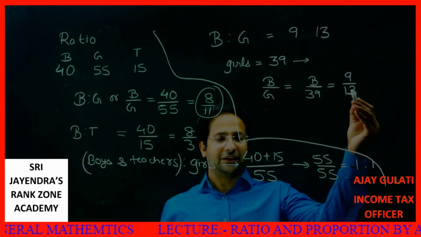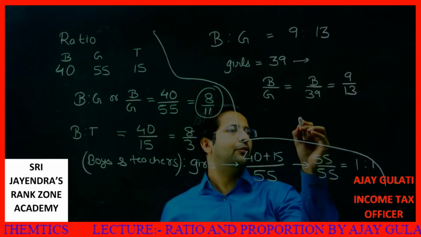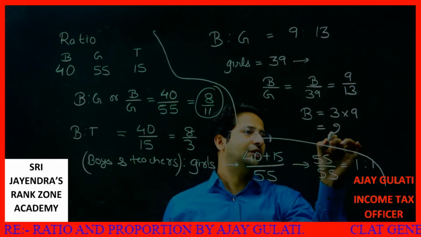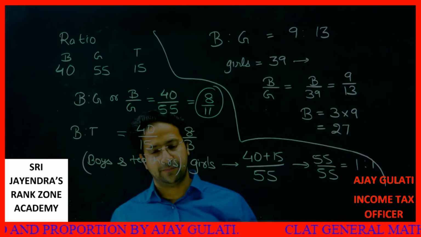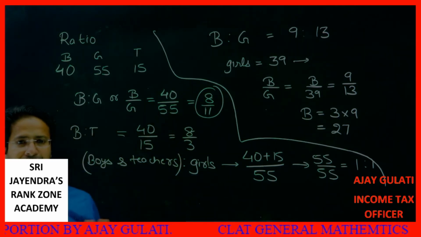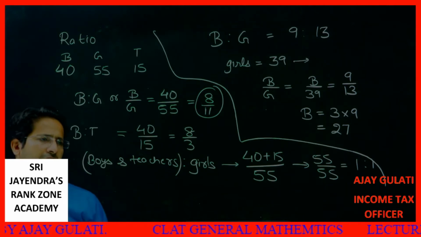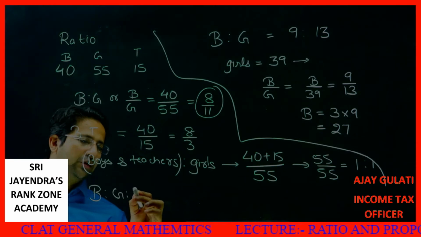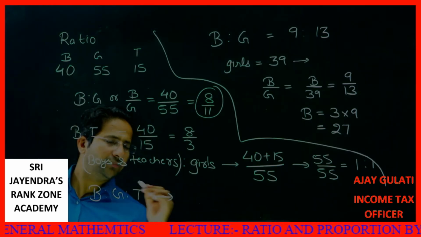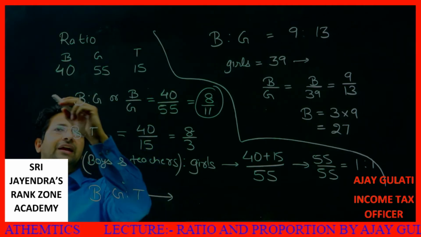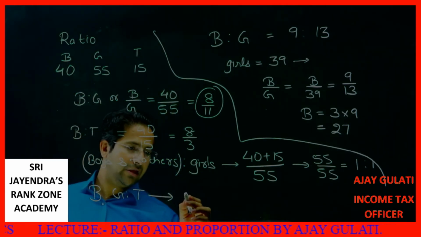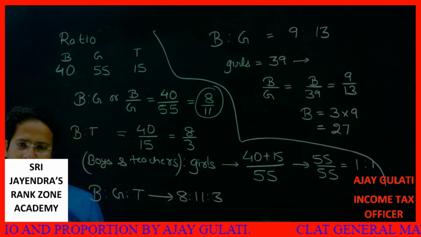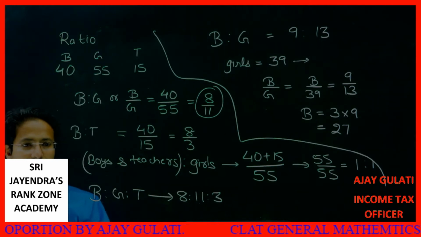So 39 and 13 cancel will give me 3. This 3 will come over here. So number of boys is equal to 3 into 9. Very easily you can say 27. I hope it makes sense to all of you. This is the basic concept. In this particular question, one last thing. Finally, what is the ratio of boys is to girls is to teachers? 40, 55, 15. If I cancel them by 5, what will I get? 8 is to 11 is to 3. So far everything is clear. I'm rubbing this off, then I'll move on to the next thing.